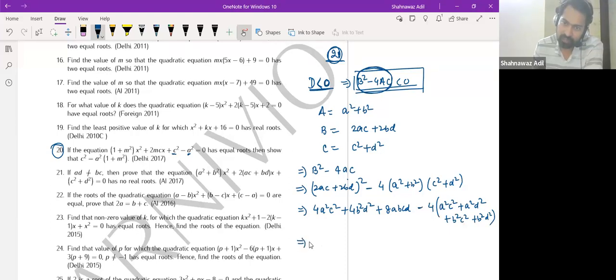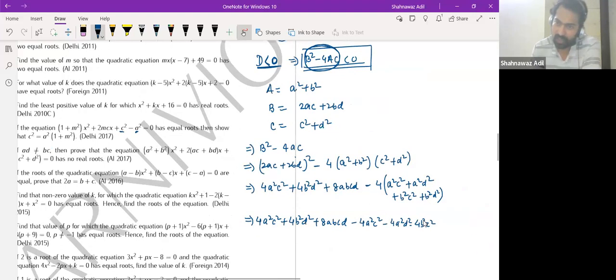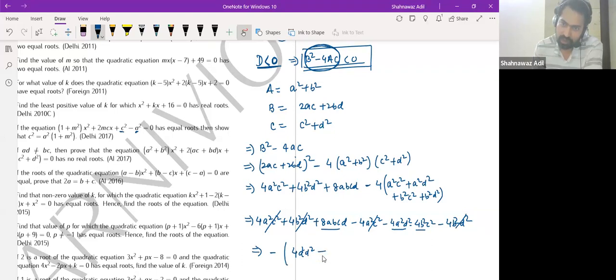So you have 4A square C square plus 4B square D square plus 8ABCD, minus 4A square C square, minus 4A square D square, minus 4B square C square, and minus 4B square D square. So did I miss anything? A square C square cancels, B square D square cancels. So I have these three quantities, right? So let's take minus common. And this is 4AD square, then this is 4BC square. Shaima, did you get the mistake? Yes, sir.